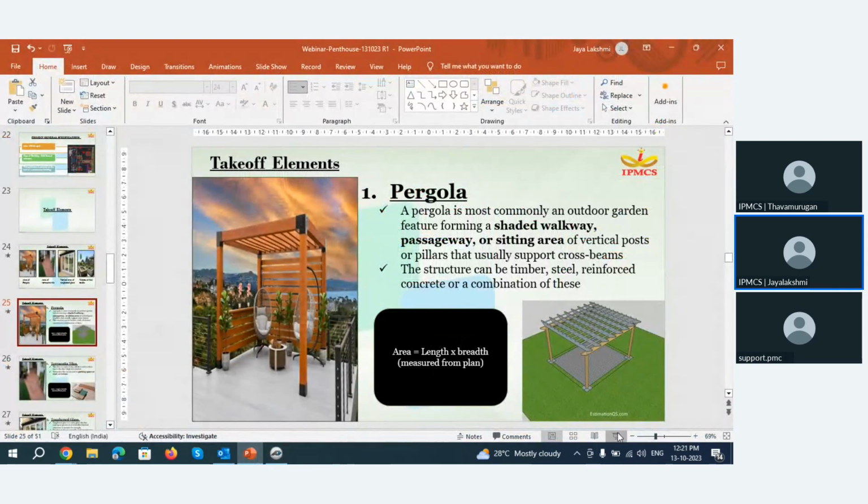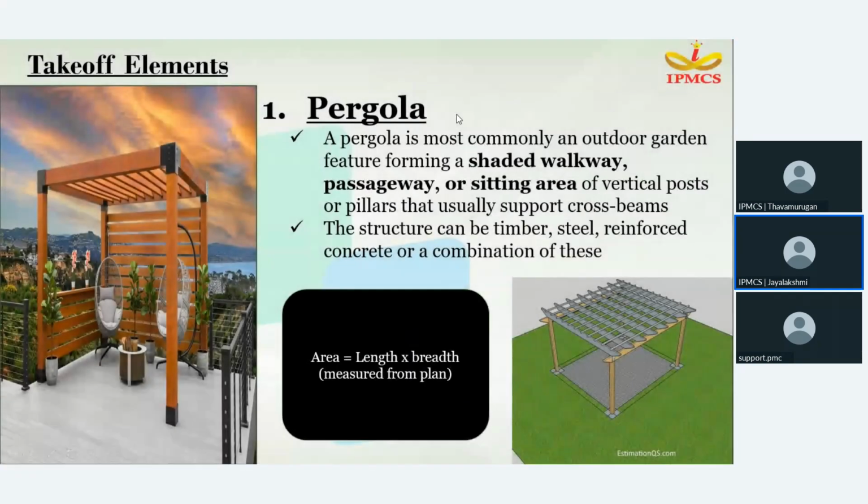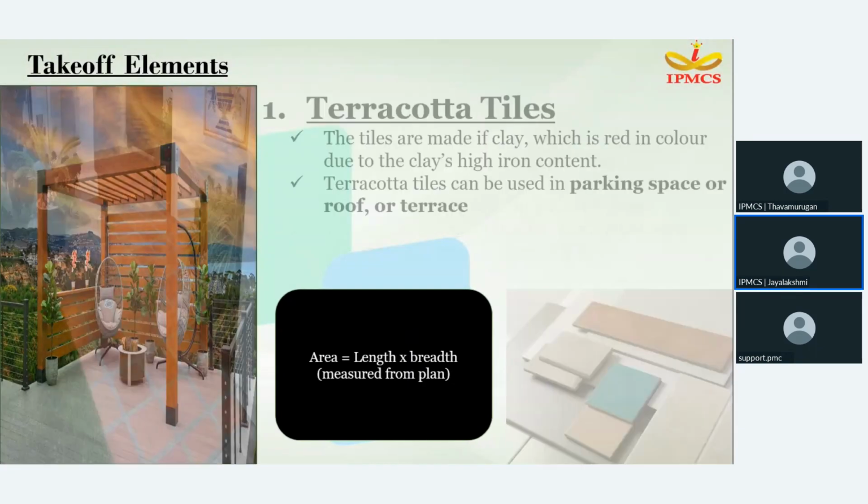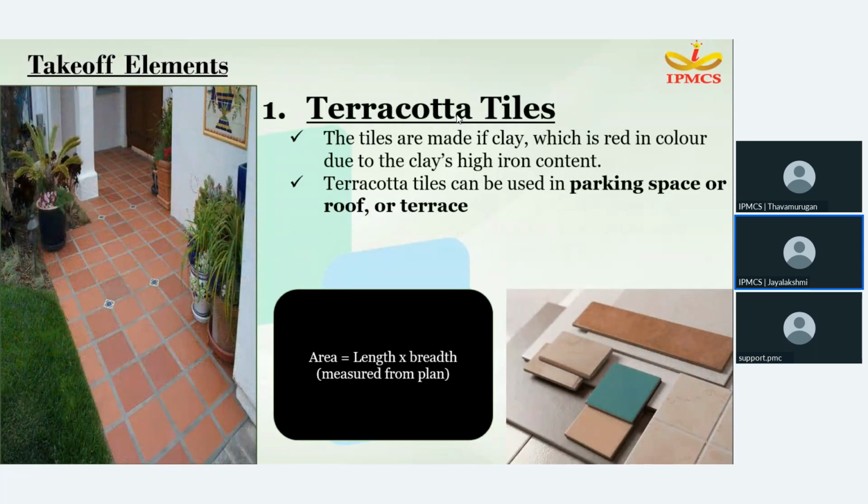Our second element is terracotta tiles. Terracotta tiles are generally made of clay, which is normally red in color. It can be used in parking space, roof or terrace. It has anti-skid property, so it can be used in both closed space or in open space. This is also where we will be taking area as length into breadth, and it is measured from the plan.